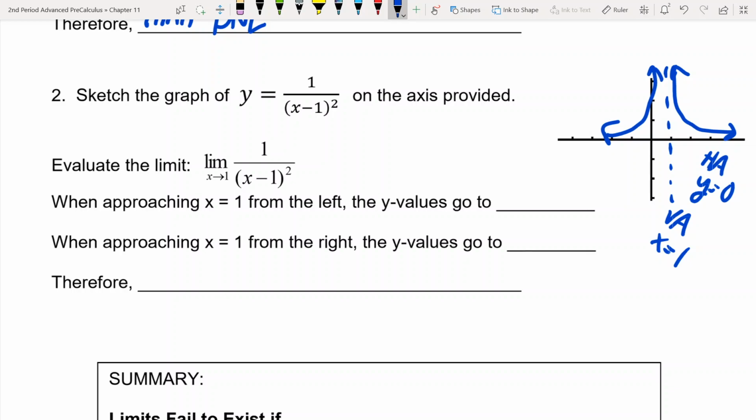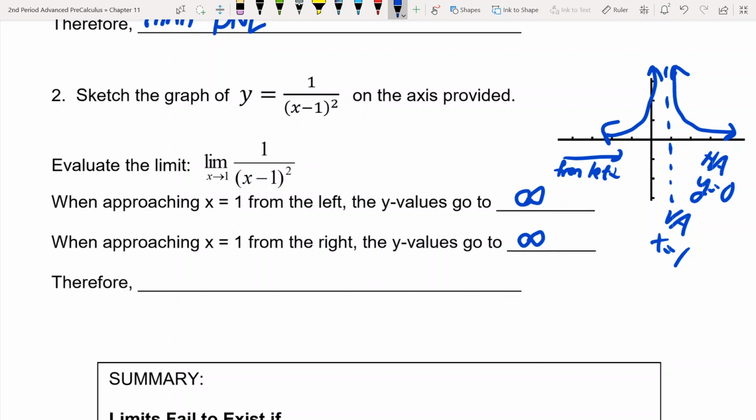So as I approach 1 from the left, you can see that the y values go up to infinity. That's the infinity sign. Higher and higher. And it goes without bound. When approaching 1 from the right, the numbers also go up to infinity along that vertical asymptote.